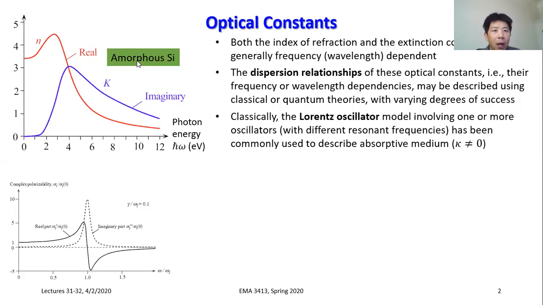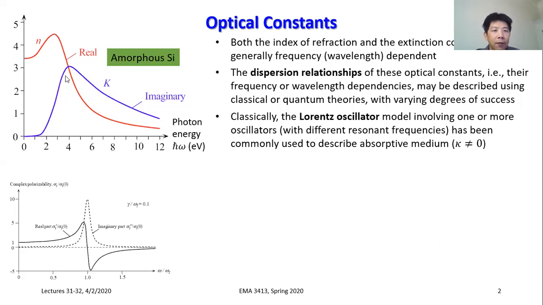Unfortunately, in this course, we are mostly going to be talking about crystals. So amorphous materials is going to be an advanced topic, and that's not part of what we are going to talk about here. Anyway, for this material, shown here are the N and K spectrum as a function of photon energy.